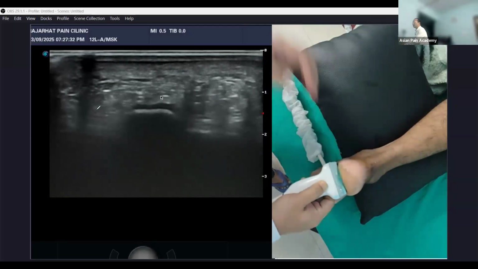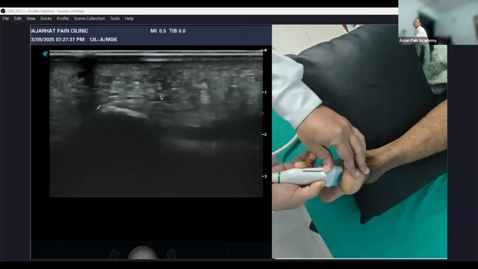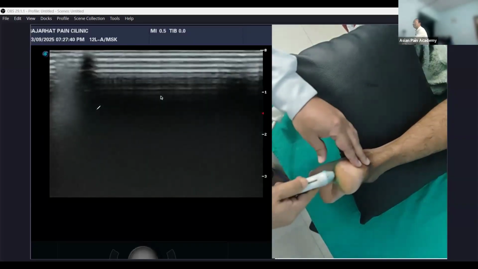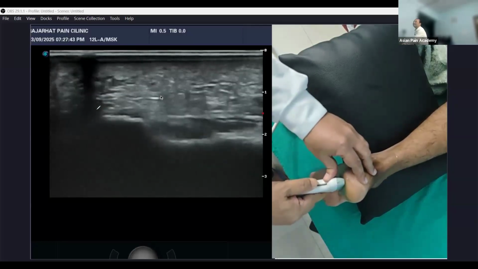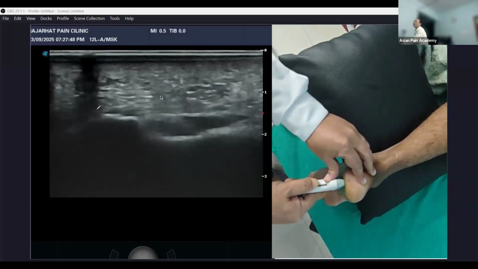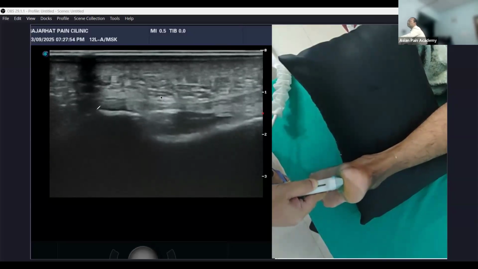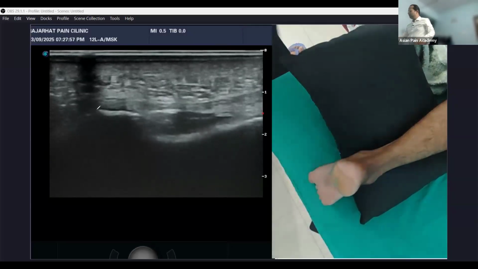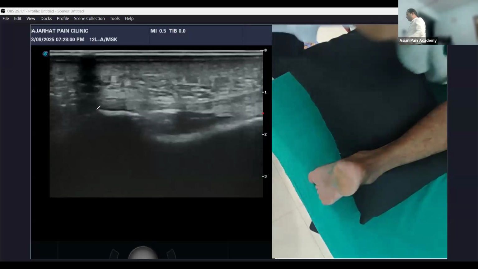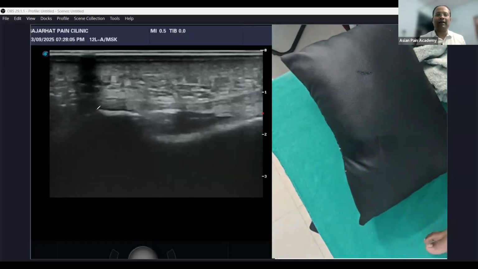This one. Okay. If I go like this, then this is the long axis. This is the long axis view of the plantar fascia. Okay. So for intervention, you need to come like this. I mean, you check in the long axis, but for intervention, you have to put your probe in the short axis, and then you have to do the intervention. Okay.